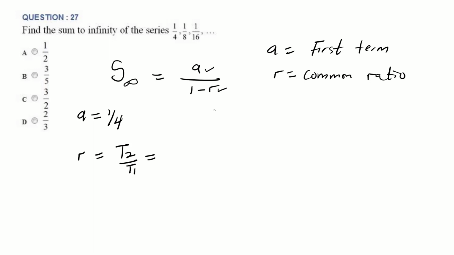So here we can just pick the first and the second term, and here we have our second term, 1 over 8, divided by 1 over 4. Changing the division to multiplication, we have 1 over 8 multiplied by 4 over 1. Here we have 2, and this is 1 over 2.